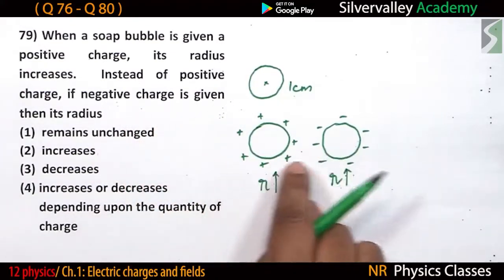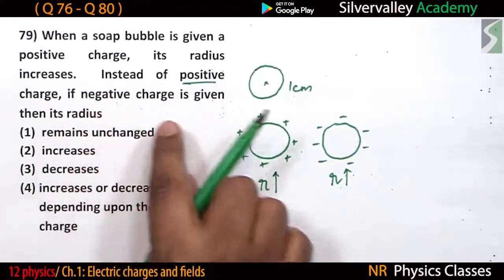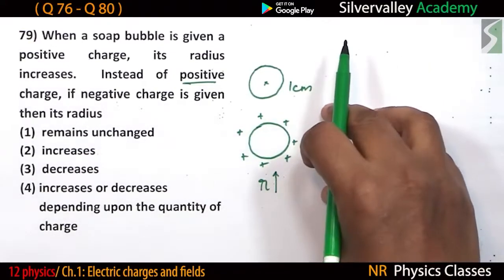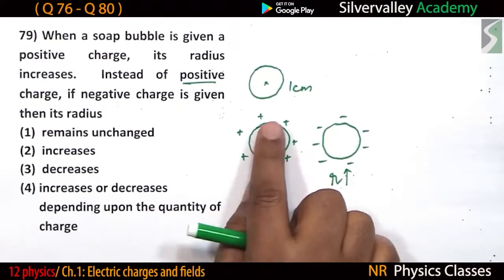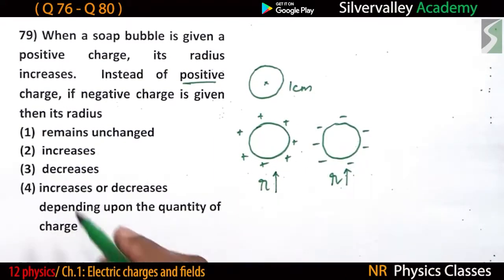What is the common mistake here? Positive charge, radius increases, so students think for negative charge, radius decreases. Students, remember, in both the cases, radius increases because of repulsion.